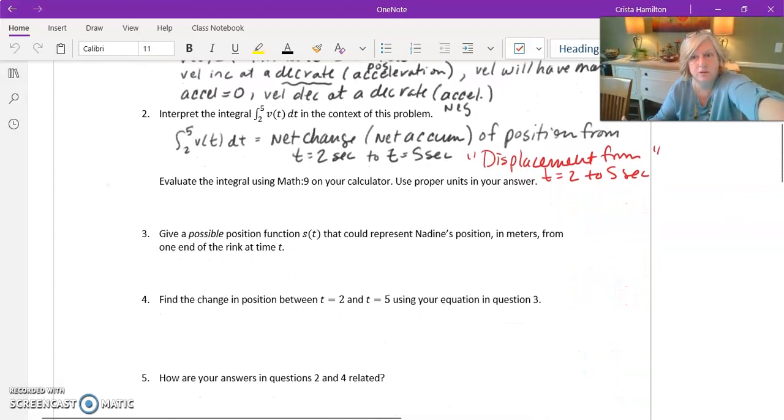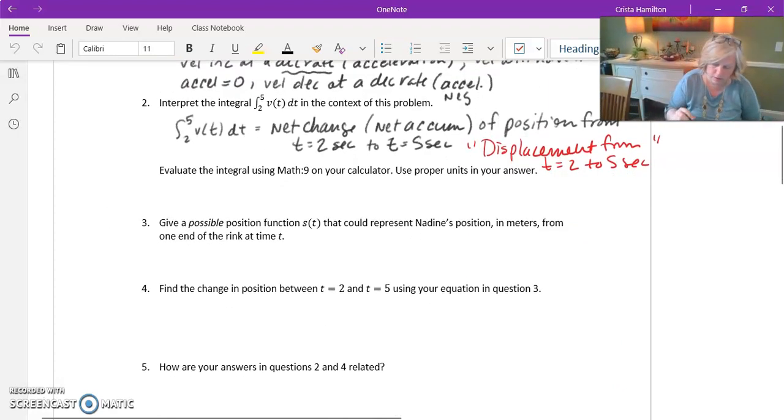All right, so going back into our function that we had over here, and let's just slide down a little bit here. So evaluating the integral using Math 9 or using the alpha FTC, as we're doing this, that gives us that the definite integral from 2 to 5 of v of t dt is going to be 27 meters.